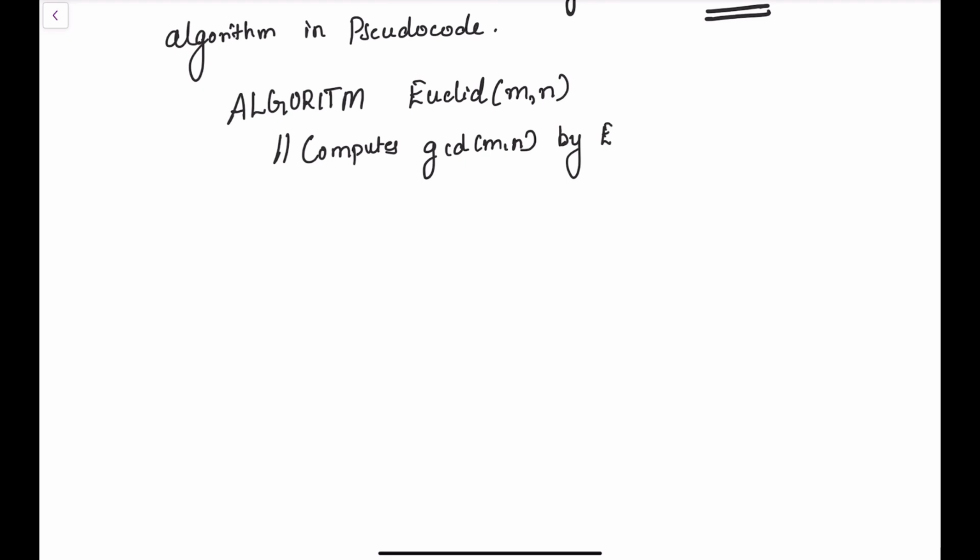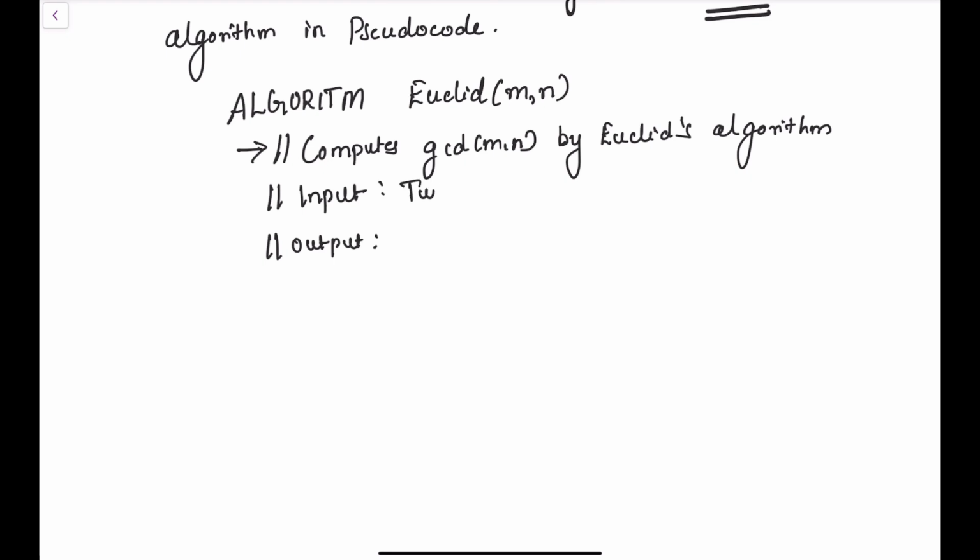Optionally you can include comments to explain its purpose, and you should also include its input and output in the comment section. The first comment will say what the algorithm is about: computing the GCD of m, n by Euclid's algorithm. What are the input and the output? The input is two numbers m and n, which are non-negative and not both zeros.